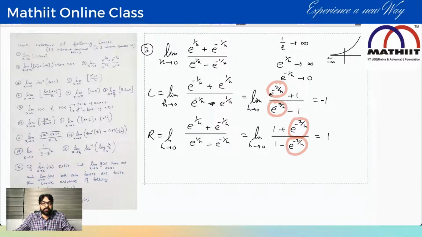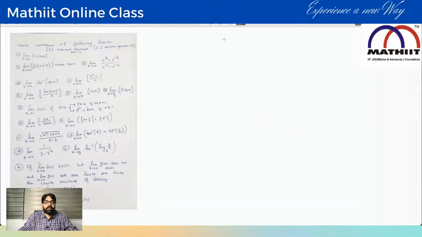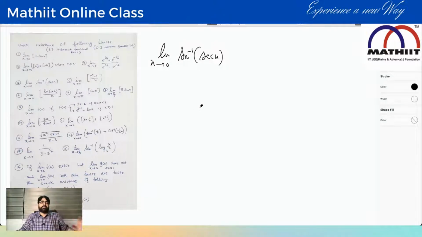I'm just deleting this part. Question number 4, check it here. Limit x approaches 0, sine inverse secant x. Actually, we should not solve this. Simply we say that the limit does not exist.